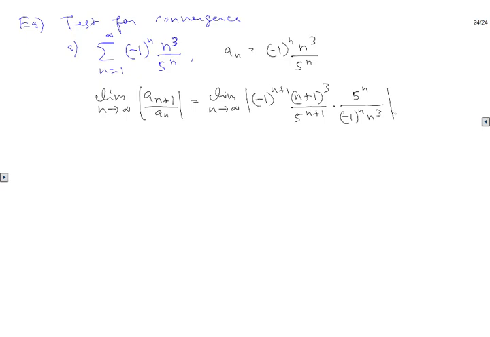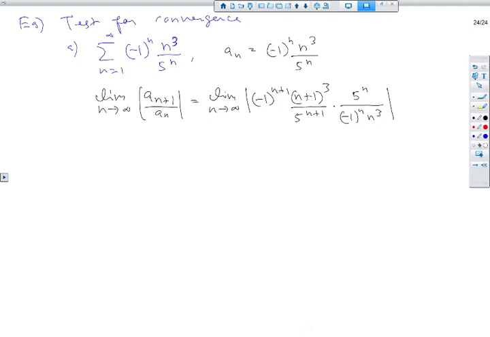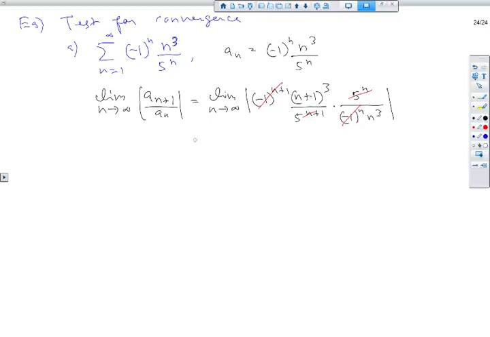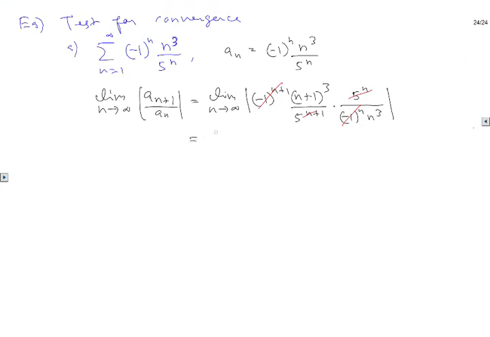So you can see you can simplify this a lot. This term goes away because the absolute value of these is 1, so we don't need that anymore. And 5 to the n cancels with 5 to the n. You can see that only 1 over 5 is left, so we can take it out. So you can write this as 1/5 times the limit as n goes to infinity, and the rest is positive, so we can write it without the absolute value sign.